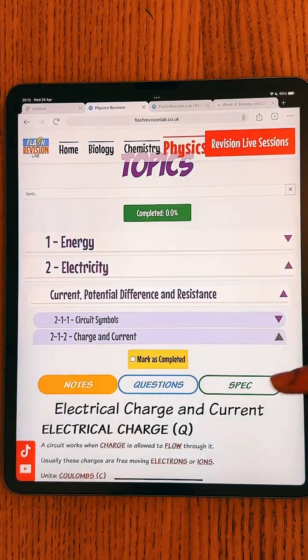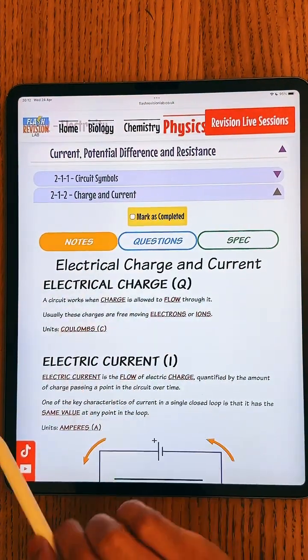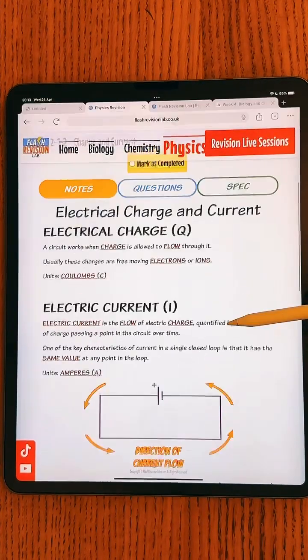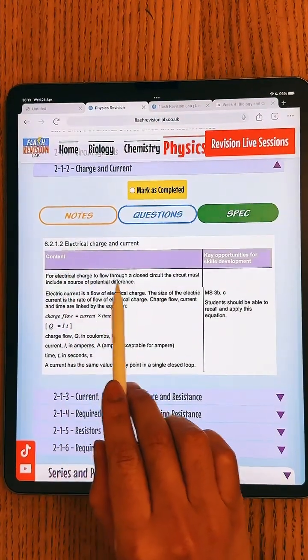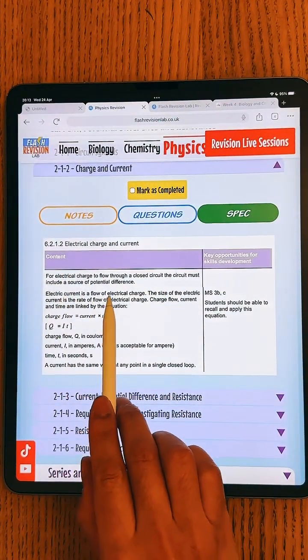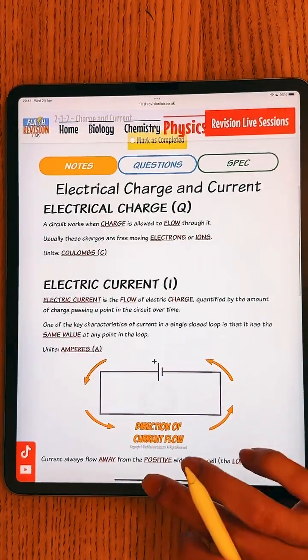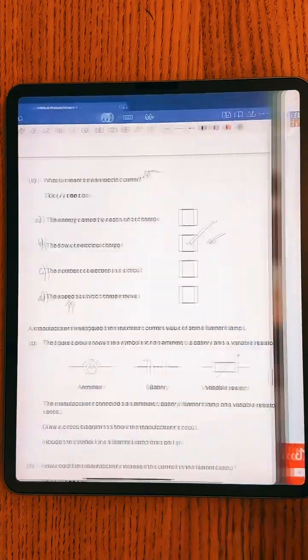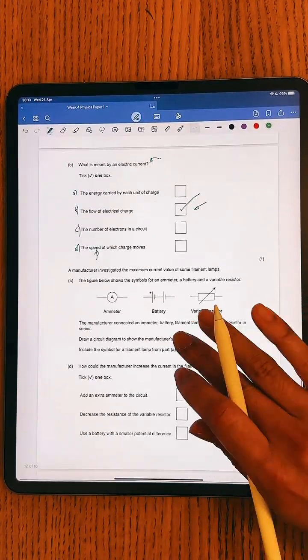Definition for current. Here we go. The flow of electrical charge. The flow of electric charge. Let's just double check that in the spec. Electric current is a flow of electrical charge. Yeah, that's what you should write down in your exams. This is combined and triple. All these questions are relevant for combined and triple.